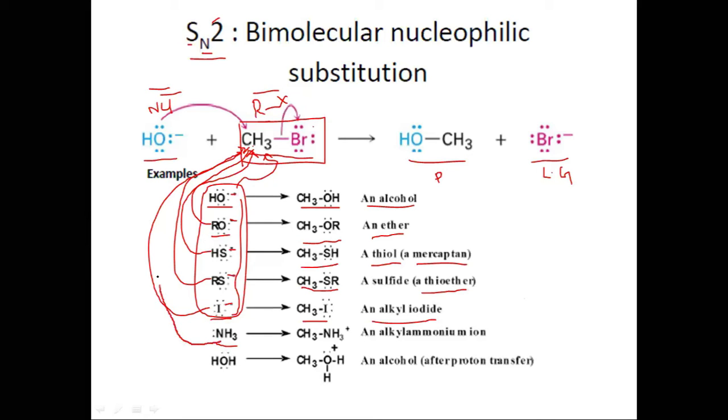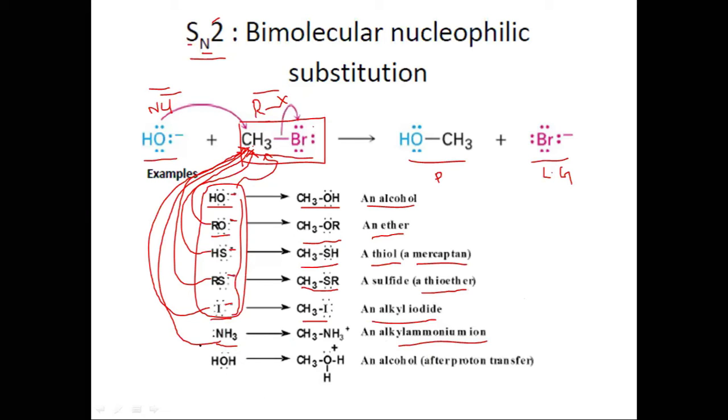So the nucleophile NH3 prefers to attack the CH3 that carries the leaving group. During the reaction, the NH3 prefers to attack the carbon carrying the leaving group. After the reaction, you will get CH3NH3+, an alkyl ammonium ion, as the end product.